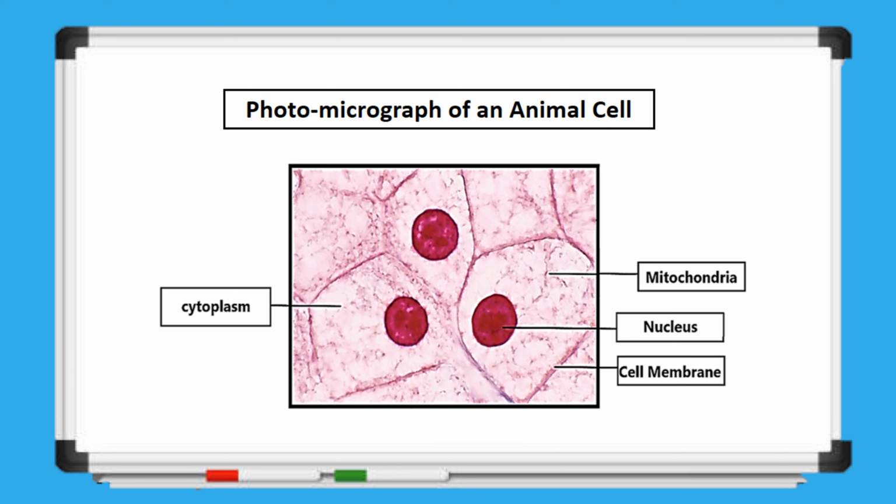In the examined photomicrograph of an animal cell, several key structures are identifiable. The cytoplasm, a jelly-like substance, fills the cell and facilitates various cellular processes. The nucleus, a prominent dark round structure, acts as the control center for the cell. While mitochondria are small and not distinctly visible due to the current magnification, higher magnification would allow us to observe these essential organelles involved in energy production.